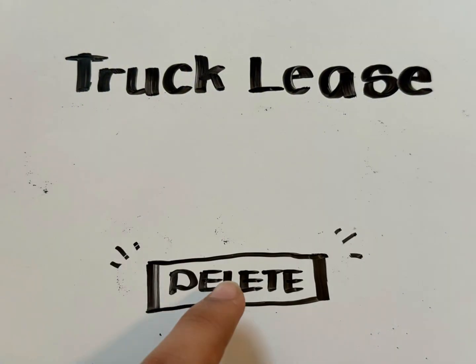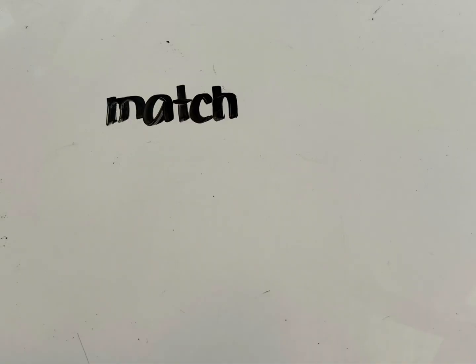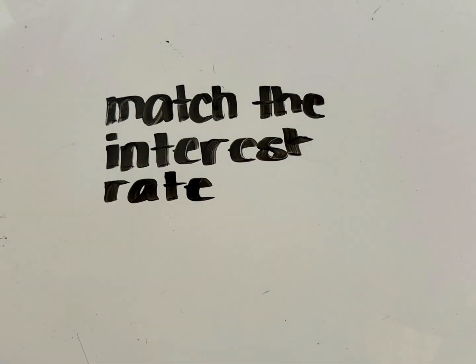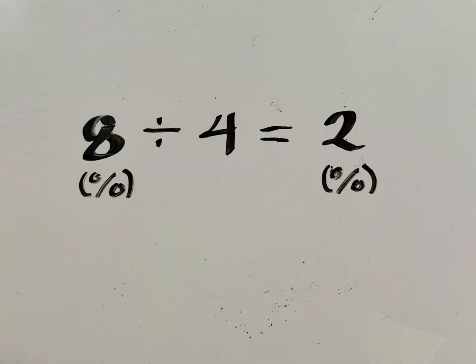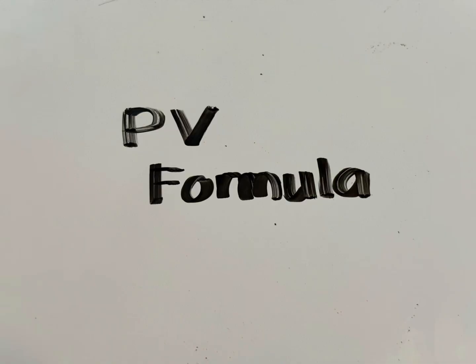How do you solve this? First, step 1. Match the interest rate to the payment frequency. 8% divided quarterly is equal to 2%. Or, if you like decimals, 0.02. Step 2. Apply the present value formula.